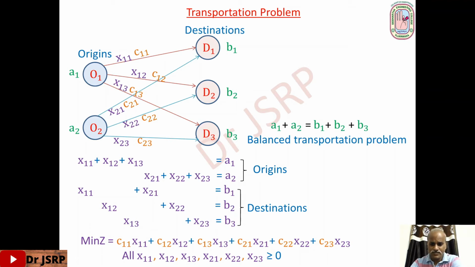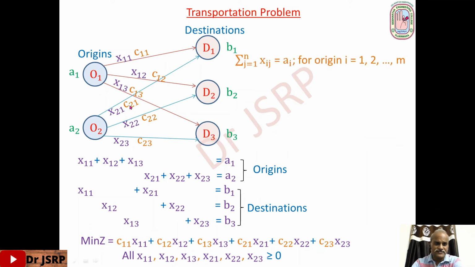Okay. So here observe this condition. Sum of available amounts equals sum of required amounts. In this case, the problem is said to be a balanced transportation problem. Otherwise, the problem is called an unbalanced transportation problem. First, you have to check whether the problem is balanced or unbalanced.